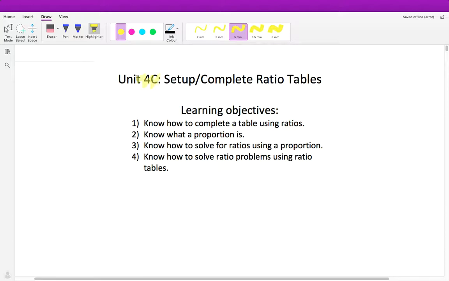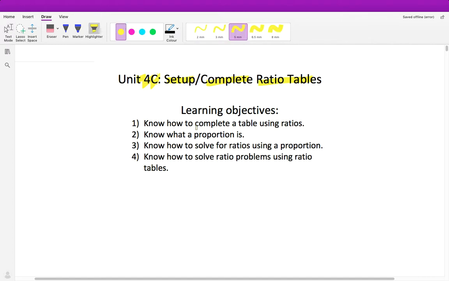Now we're moving on to the third video of this unit, so it's unit 4C. And we're going to be setting up and completing ratio tables. All right, so you're going to be given a table for two values, and you're going to have to complete any of the missing values using ratios.